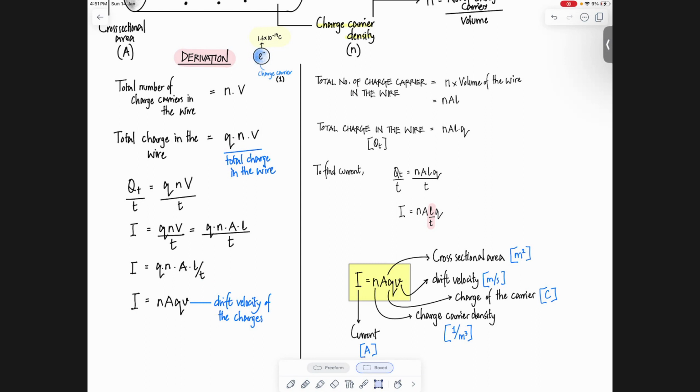That's why if you have a solution that's KMnO4 versus copper sulfate, you find there's more current when you have what? Copper sulfate. Why will copper sulfate have more charge carrying, right?